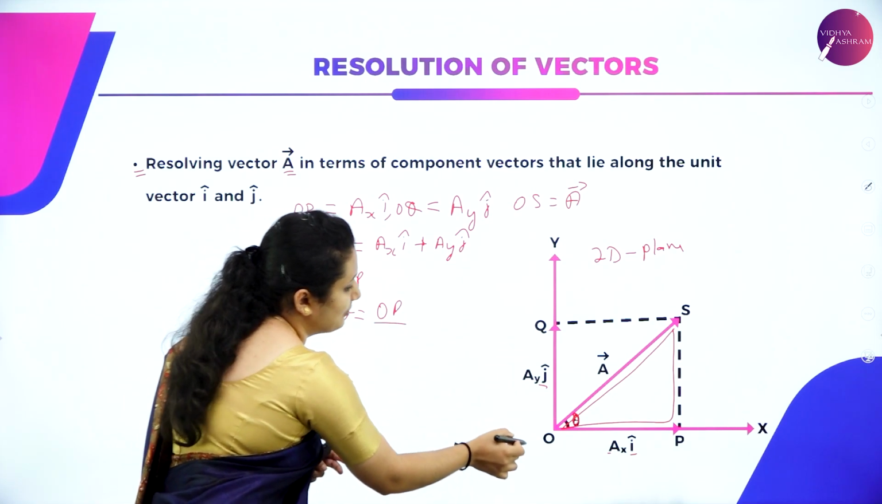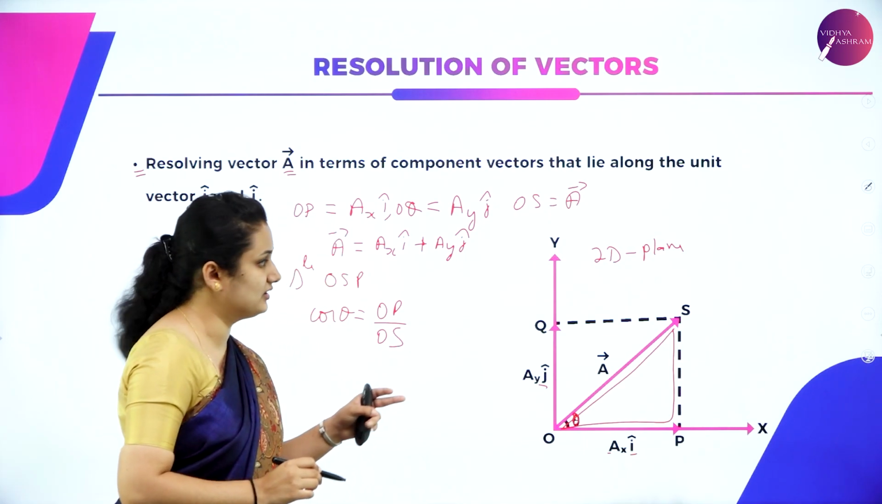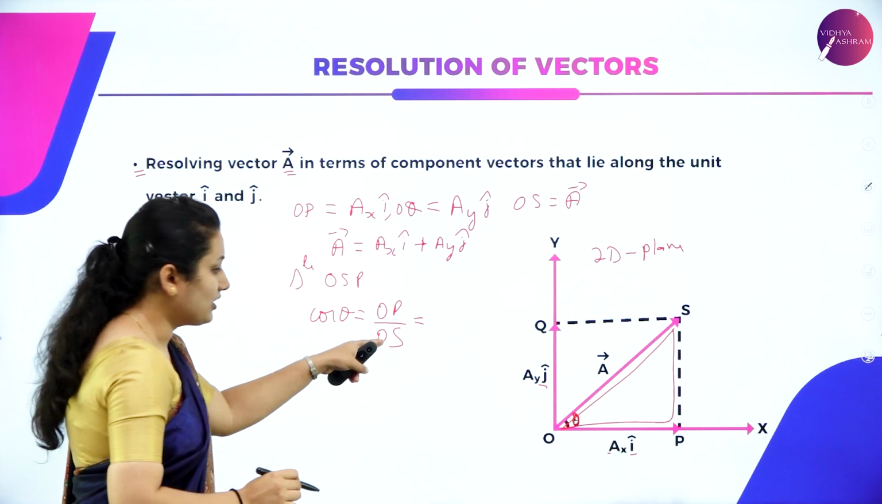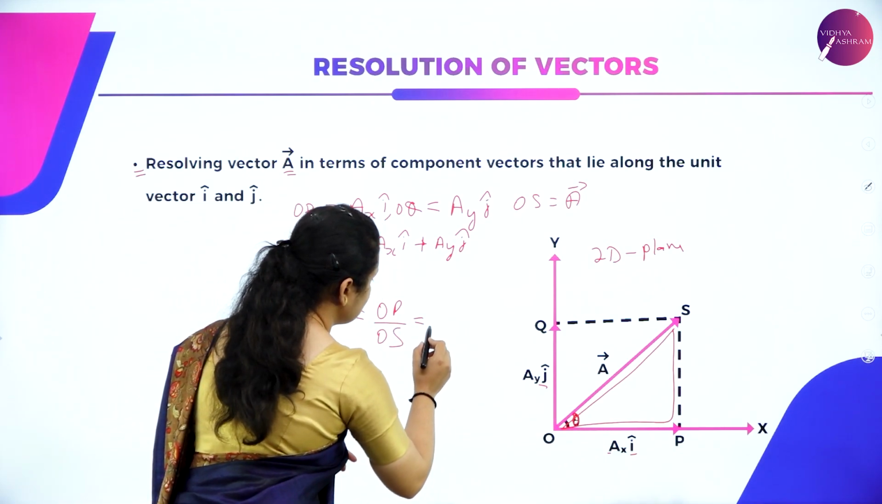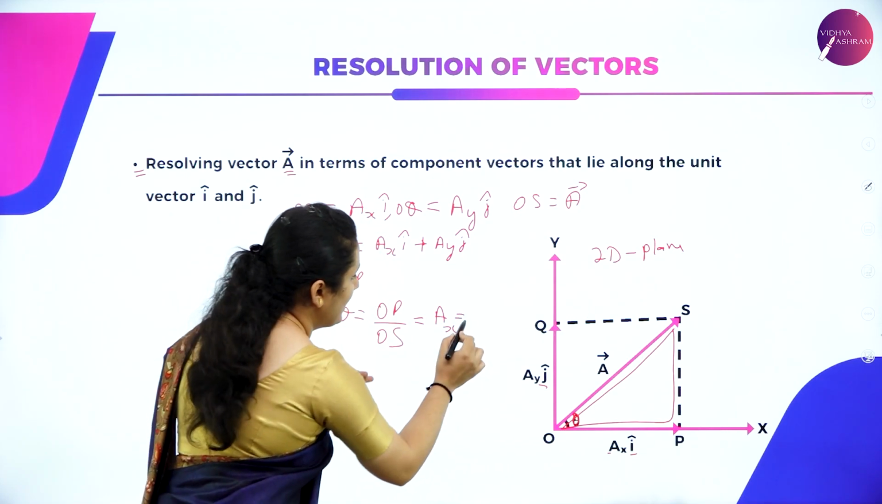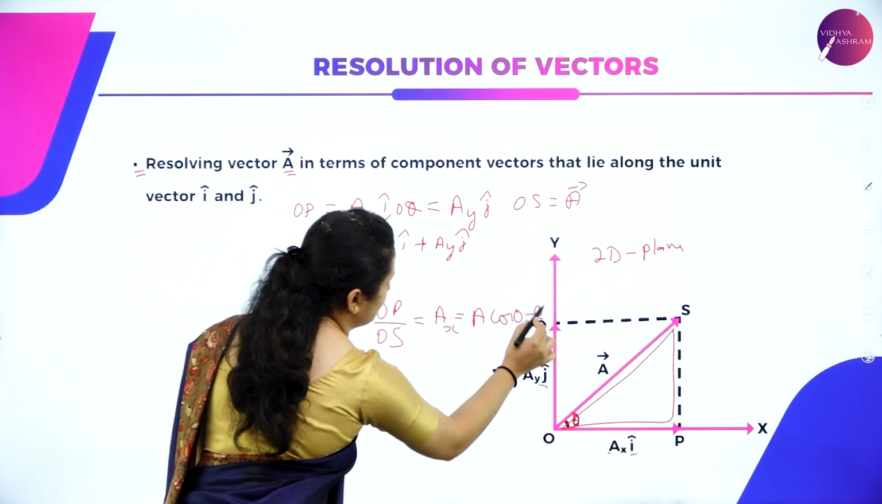OP by hypotenuse is OS, the largest side of the right angle triangle, that is OS. So I know what is OS, what is OP. So I can write AX is equal to, what is OS? It is A, again cos theta. This is my first equation.